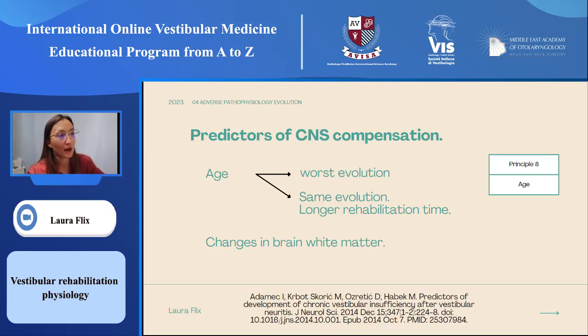So in this line we have the predictions of the central nervous compensation, and as we said before, the principle of age is very, very important, because there's literature that says that age has a worse evolution, besides others that say that theoretically age has the same evolution if we look over a longer time, because they need longer rehabilitation, because the motor learning process is slower, as we have been talking about before. And also in the same line, the changes in brain white matter, of course, are going to go in the line that they will need more rehabilitation, they go worse, no?